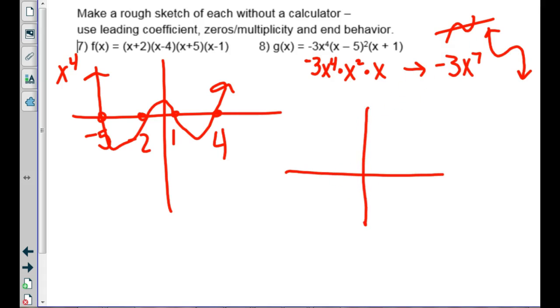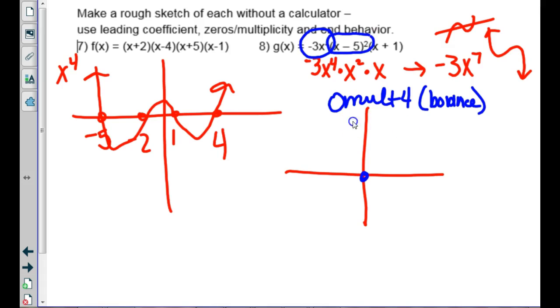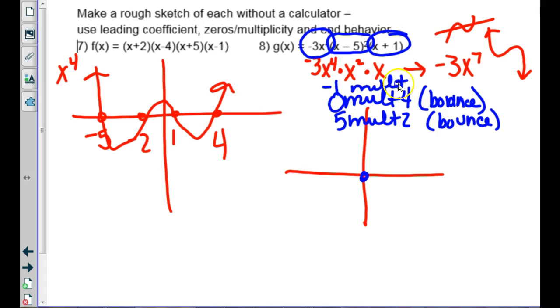Okay, what's it doing at all these zeros? What does this one have? Okay, so that's a 0 of multiplicity 4, so it should bounce. Pretend I can write bounce. And then what's it doing at 5? Multiplicity 2, so it's going to bounce. And then it has a 0 at negative 1 right here, which is just multiplicity 1 if you were writing it, which means it's going to cross.